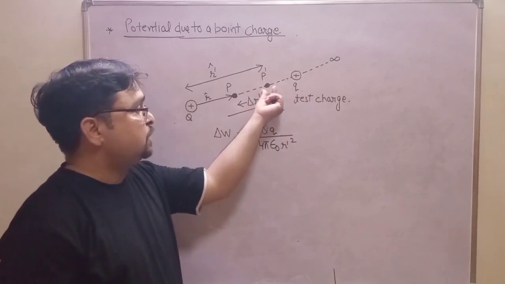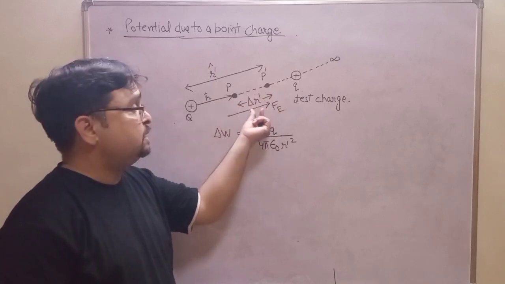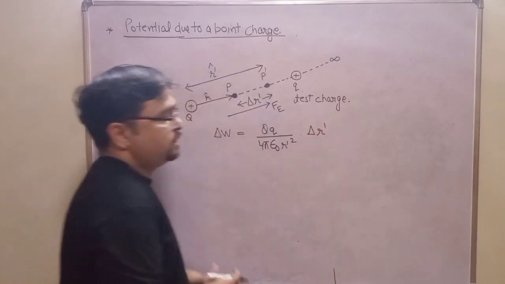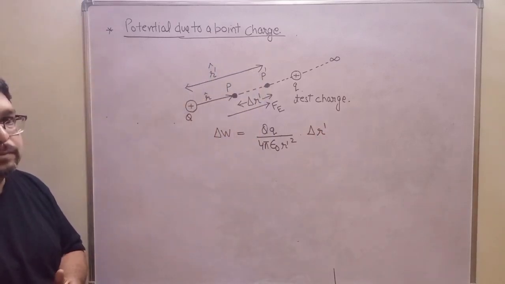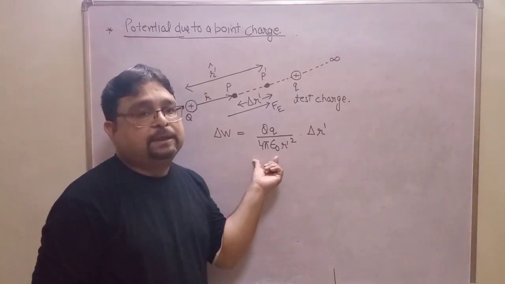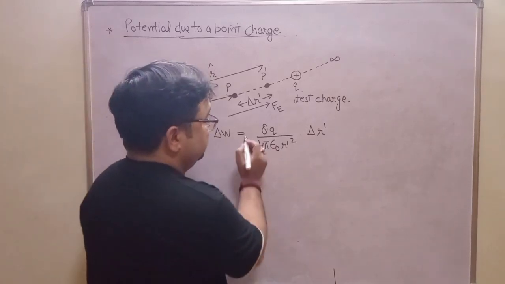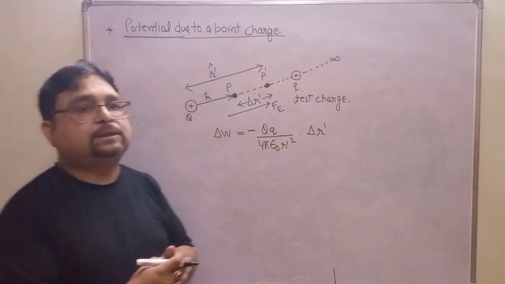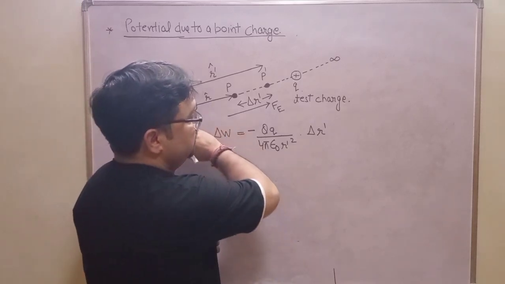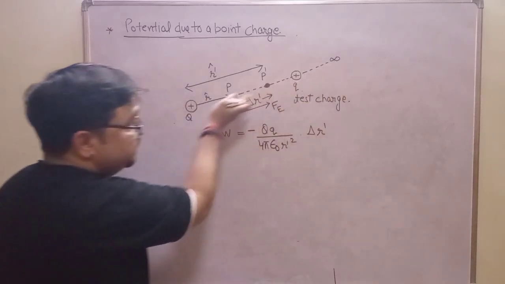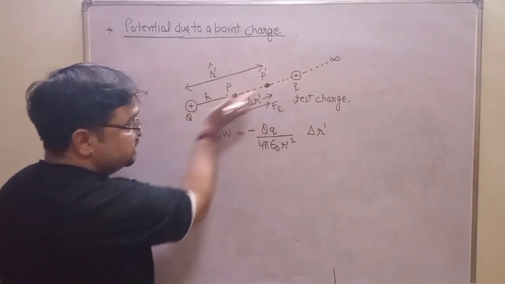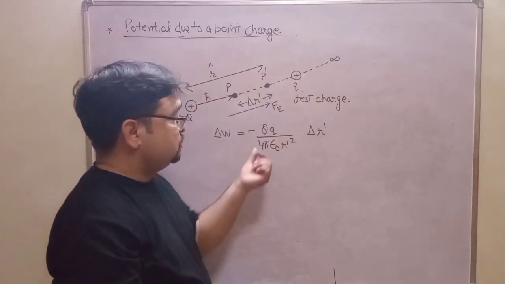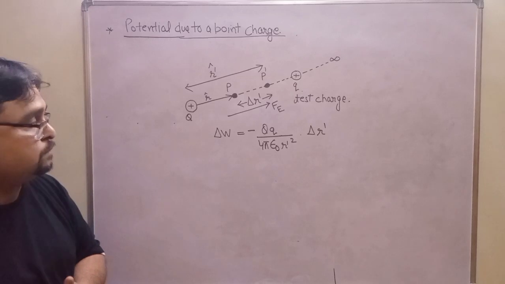Now we want to move this small q. How much distance? Delta r dash. So I will write multiplied by delta r dash. Still, it is not correct. Why? Because the force is in the opposite direction of displacement. Force is in this direction and the charge is moving in this direction. The displacement is towards capital Q and the force is away from capital Q. So we have to put a negative sign as well.